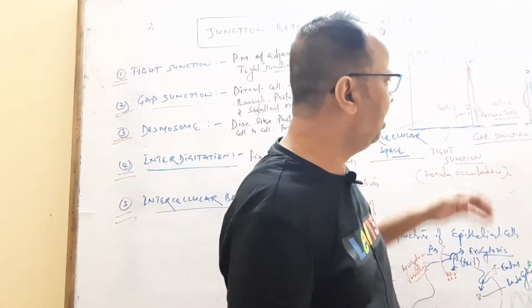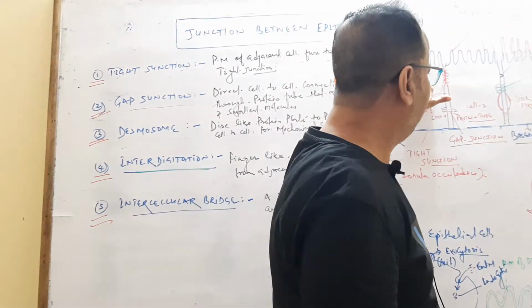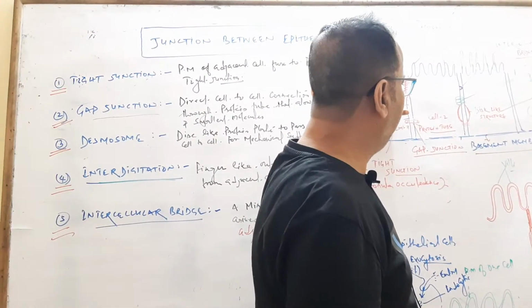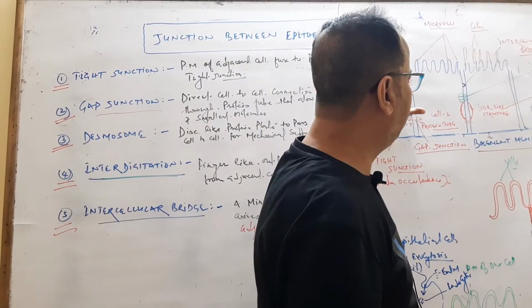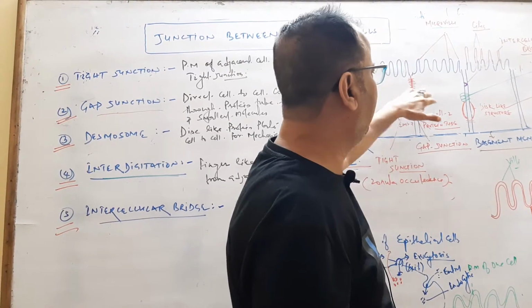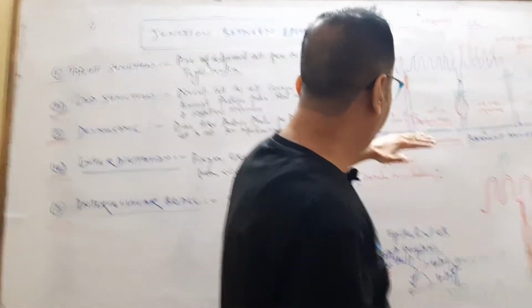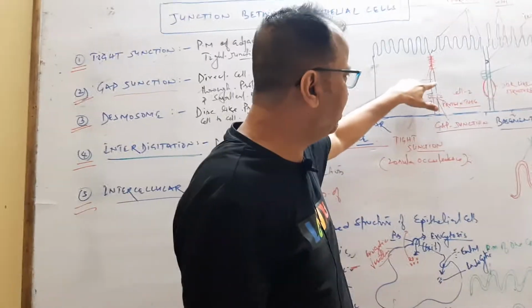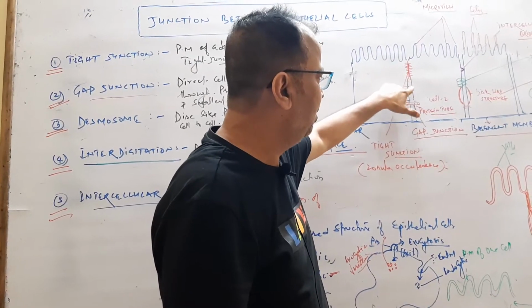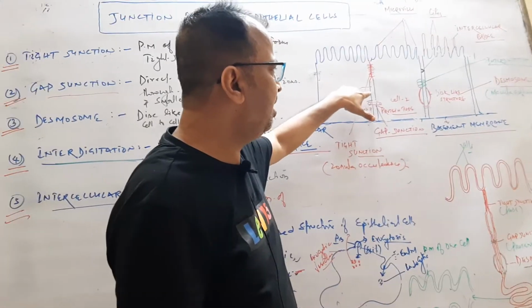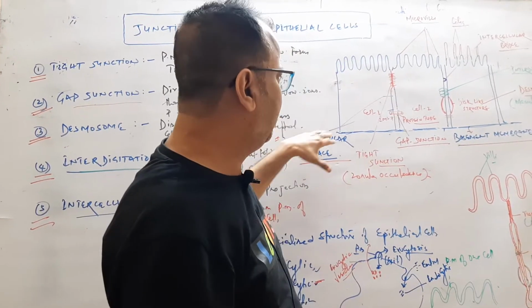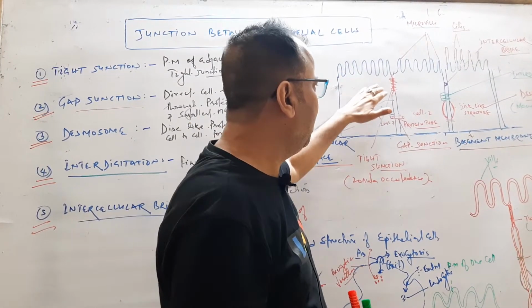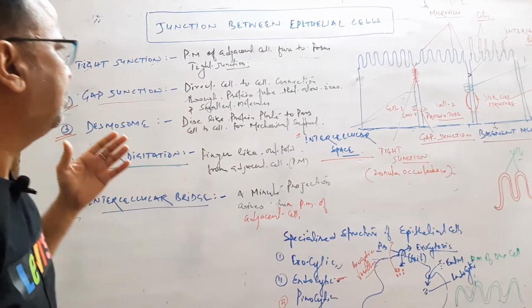Here is the epithelial cell. This is one epithelial cell. This is the intercellular space. The gap between two epithelial cells is called the epithelial intercellular space. Here is the space formed by the two epithelial cells, or among the epithelial cells.